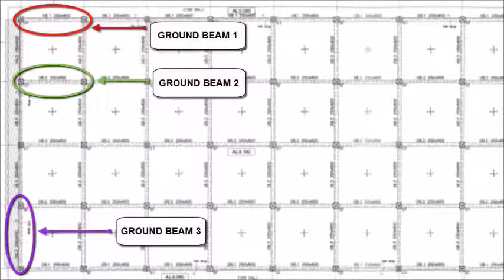Inside the plan, we can see that ground beam type 1, stated as GB1, is located at the first row and the last row of the plan. Ground beam type 2, stated as GB2, is located from the second until the fourth row of the plan. Ground beam type 3, stated as GB3, is located at the side of the plan where the beam is in a vertical position.